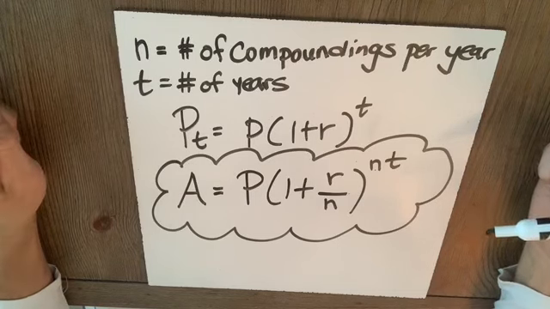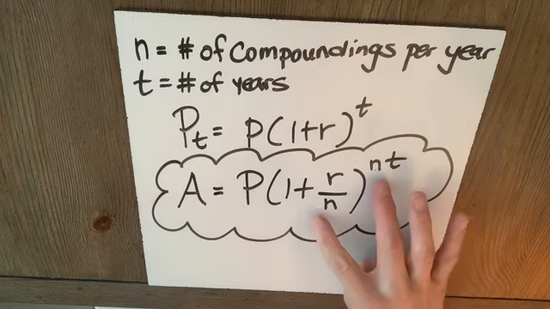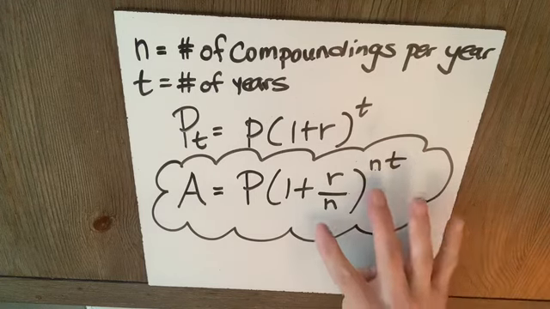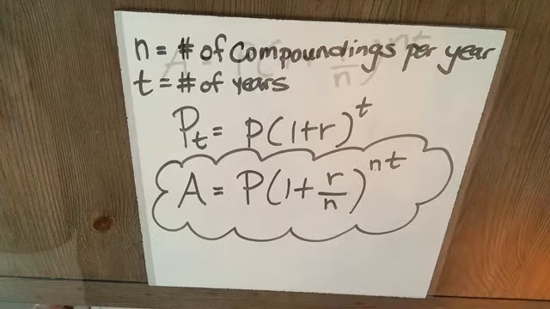So if we say we compound annually, then n is 1. If we say we compound semi-annually, then n would be 2. If you say we're going to compound quarterly, that means 4 times per year. If you say we're going to compound monthly, then n goes to 12. Daily, n is 365. And weekly, n is 52.